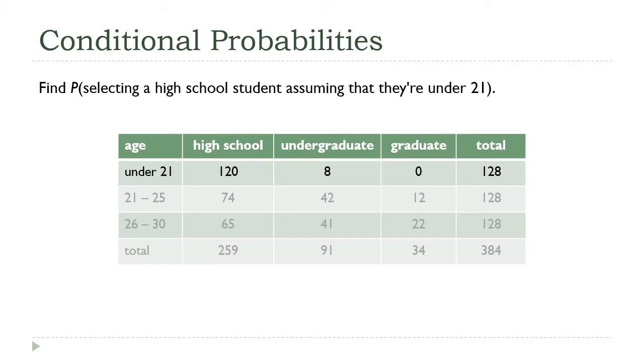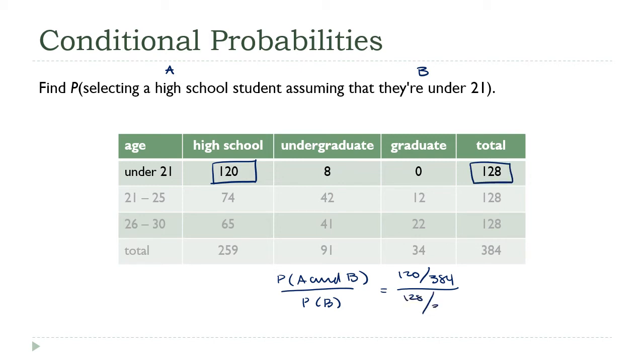Well, first, again, let's be clear. A is selecting a high school student. B is they're under 21. So the formula says this is the probability of, remember, A and B divided by the probability of B. Probability of A and B, that's a high school student and they're under 21. Well, that's these 120 people. So that's 120 out of 384 divided by the probability of B. That's the probability of being under 21. Well, there's 128 people under 21 divided by 384. And look at what happens. These 384s cancel. This is 120 over 128, and that's the exact same ratio, same fraction that we got before, 0.938.